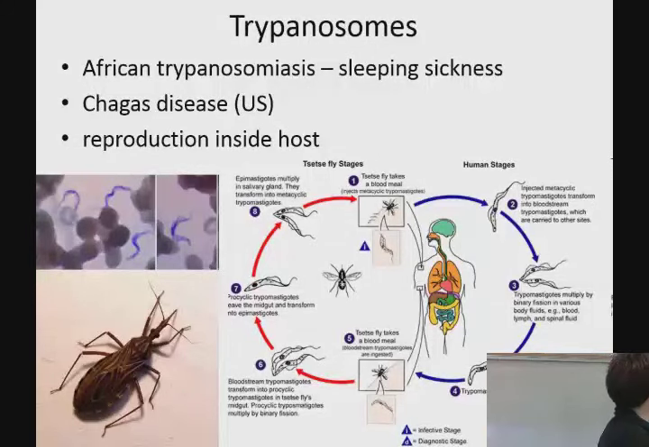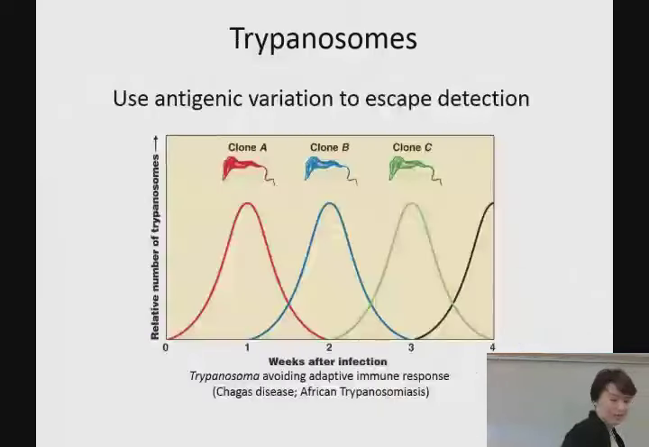Sleeping sickness caused by trypanosome, so African trypanosomiasis, as well as in the US, a version of that is Chagas disease, also reproduces inside of host cells. This is the adult form of one of the insect vectors, and this is what the trypanosome, the single-celled protozoan, looks like. It looks like a little fluke almost. But it reproduces inside of the tsetse fly, and then if you get bitten, you get the disease.